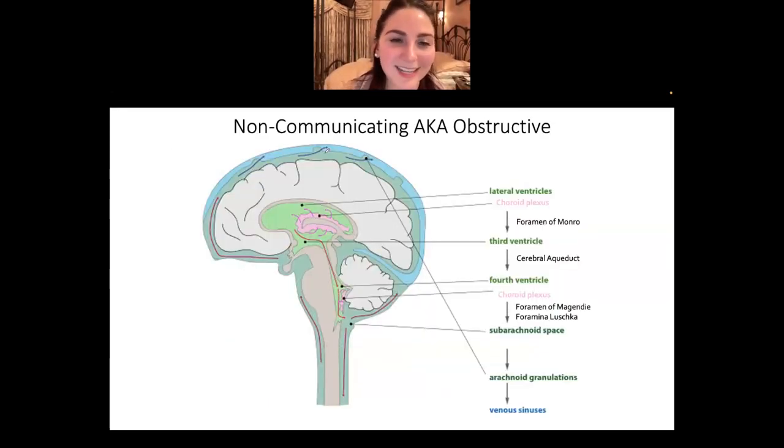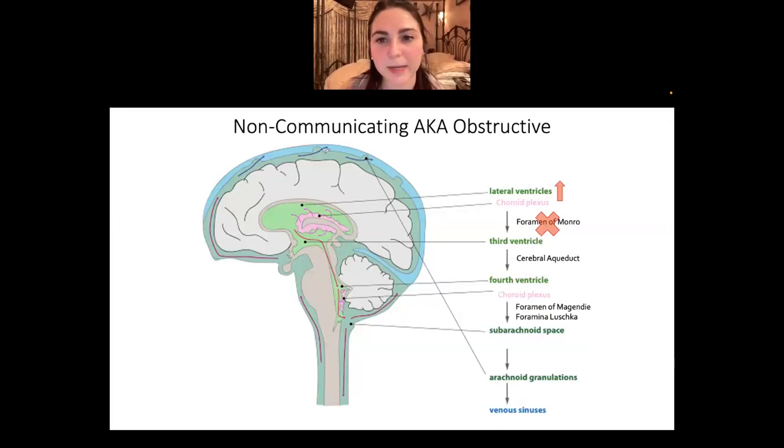Okay. All right, hydrocephalus. The first one is non-communicating, and we already talked about this, so it's great. You guys already kind of taught yourselves. Non-communicating or obstructive hydrocephalus. Like I said, there's no communication between one or multiple of these ventricles. So again, some of these foramina are getting blocked.